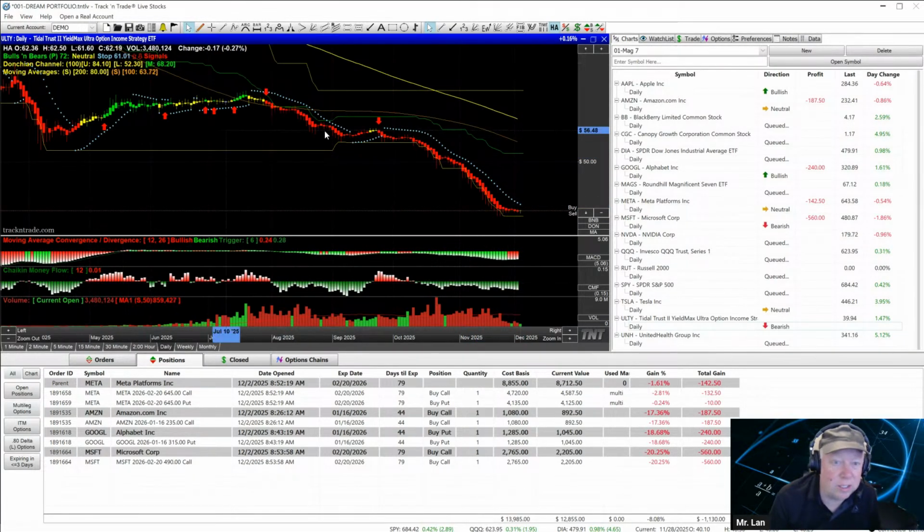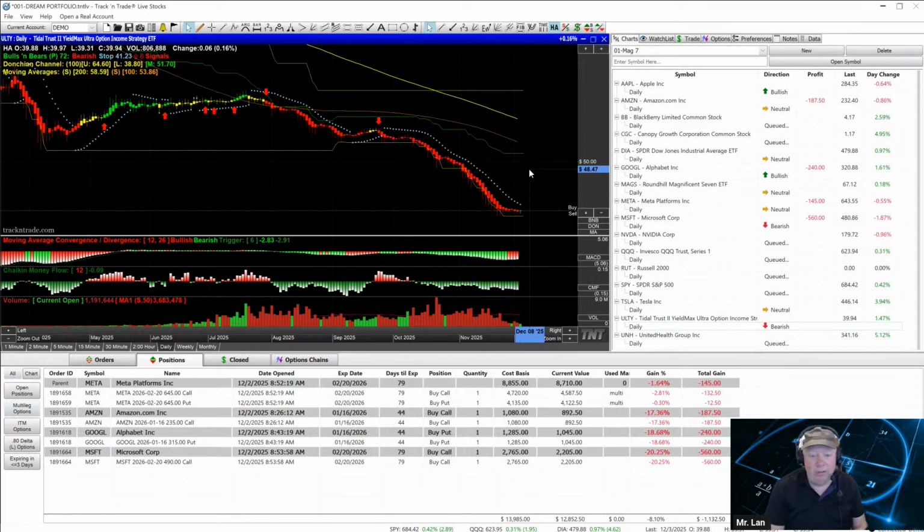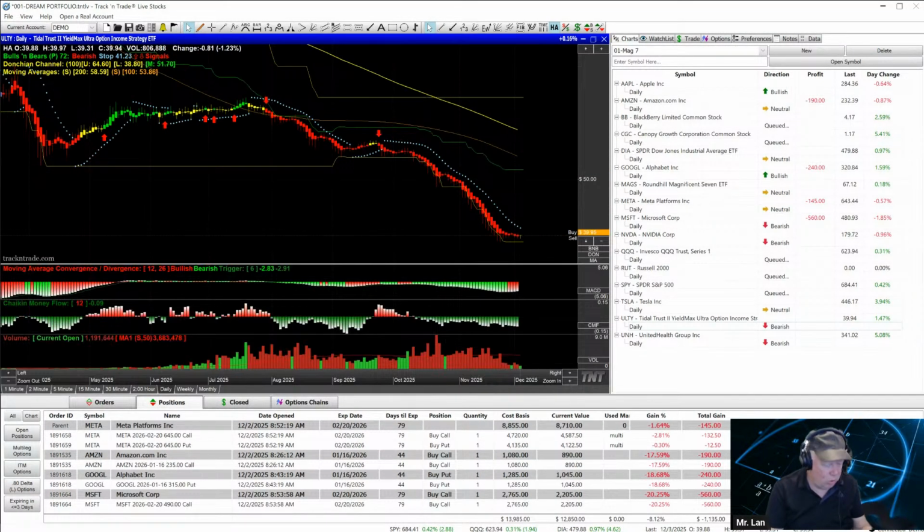So this is ULTI. I've never really been a fan of ULTI. Never owned it. Don't have any interest in it. Now, not to say that it's a bad fund, but let's go take a look at it. It's going straight down, just like MSTY. But I'm in MSTY, and MSTY's making me a bunch of money, but I'm really disappointed in it because MSTY's going straight down. Let's go look at MSTY.